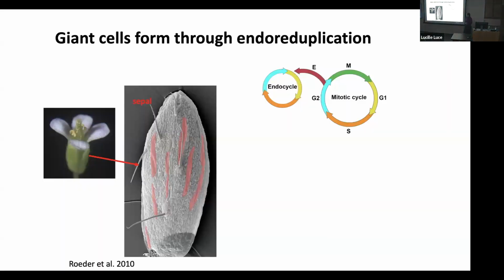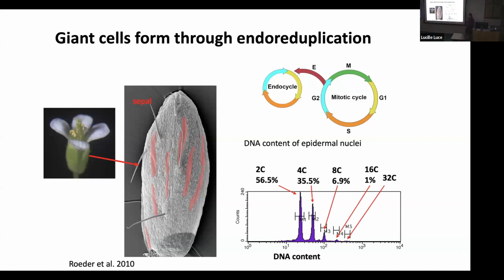Okay, so very early we found that giant cells form through a specialized cell cycle called endoreduplication. In a normal cell cycle, cells grow, replicate their DNA, grow, and divide. And so they maintain the same DNA content. In the endocycle, cells grow, replicate their DNA, and keep growing and replicating their DNA, so they become enlarged and polyploid. And if we look at DNA contents in this sepal, we can see we've got 2C diploid cells, 4C, 8C, 16C, and even some 32C. It's these 16C and 32C very polyploid cells that are our giant cells.